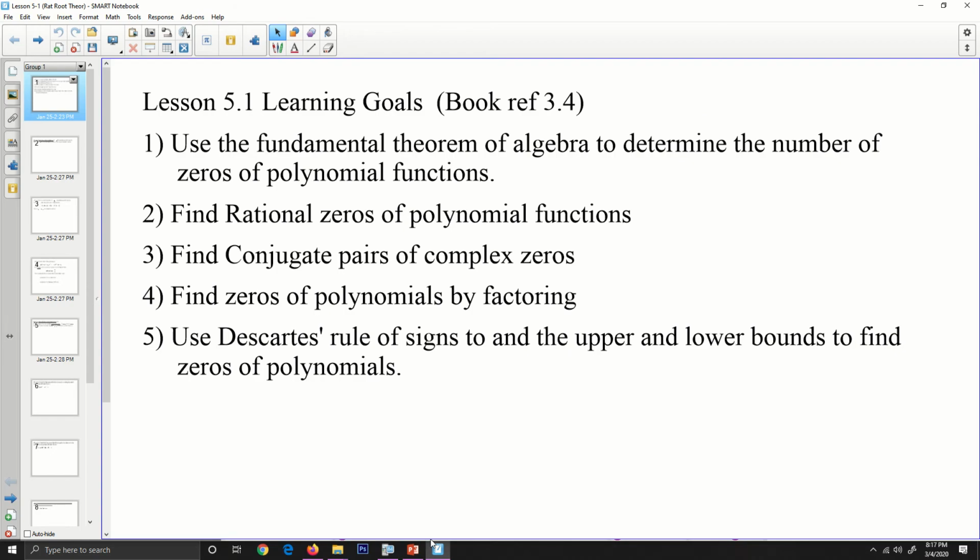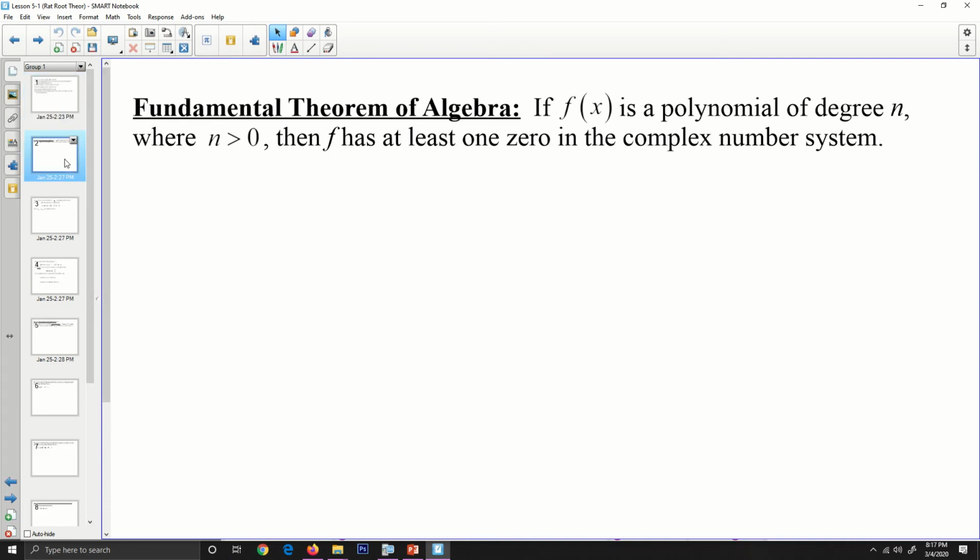All right, today we're going to use the fundamental theorem of algebra to determine the number of zeros of polynomial functions. We are going to find rational zeros of polynomial functions. We're going to find conjugate pairs of complex zeros. We're going to find zeros of polynomials by factoring, and then we're going to use Descartes' rule of signs and the upper and lower bounds to find zeros of polynomials. So let's get to this. Let's define some stuff first.